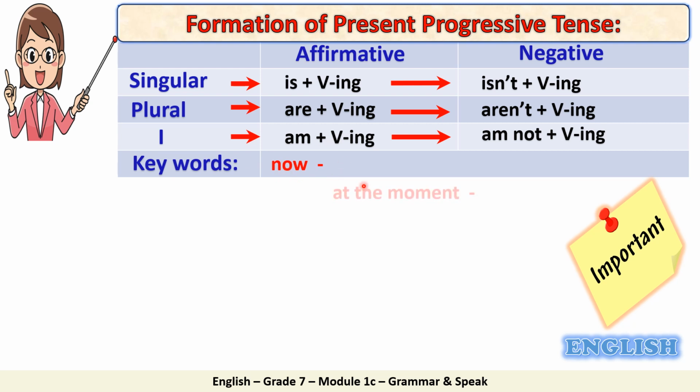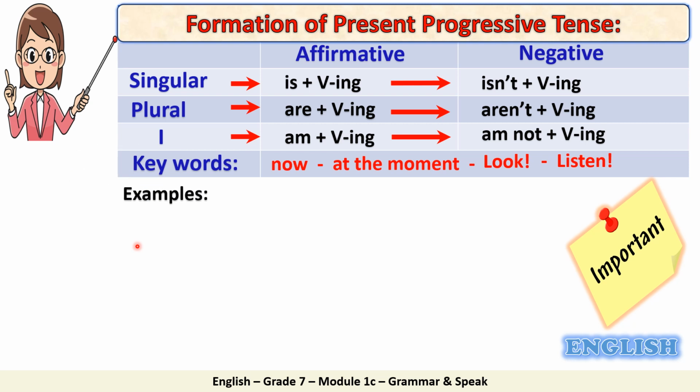Now, at the moment, look, listen. These words are usually used with the present progressive tense. Let's study these examples.